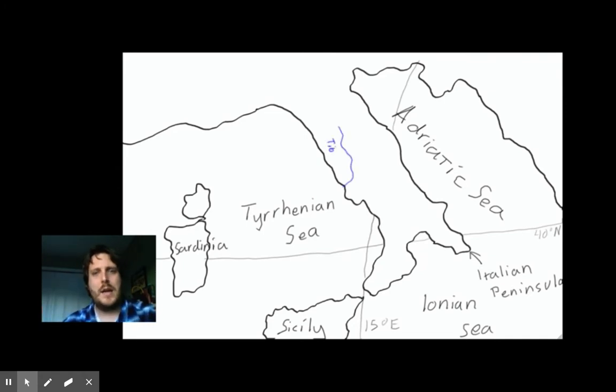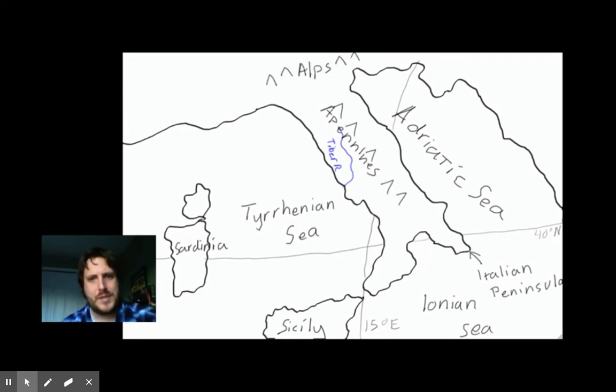Now, the peninsula has a number of rivers that flow out of the Apennine Mountains. One of those rivers is the Tiber River. To the north of the Italian peninsula, you've got the Alps. Rome itself is located on the Tiber River. And a lot of the mountains on the peninsula are volcanic, including this one called Mount Vesuvius.